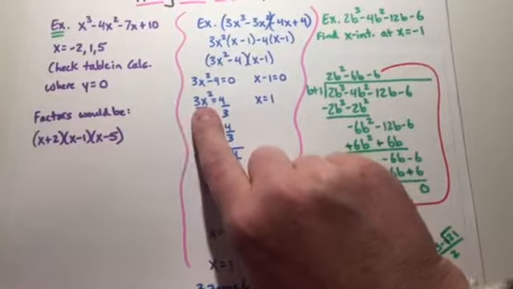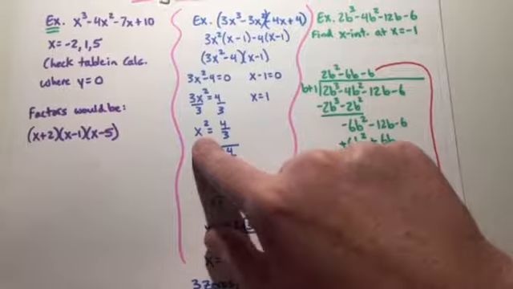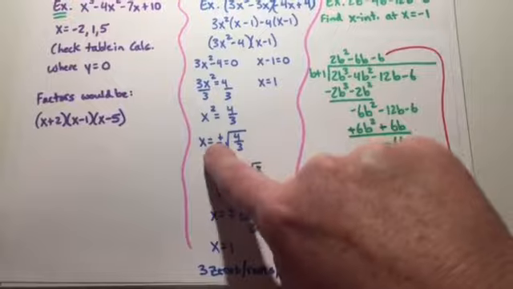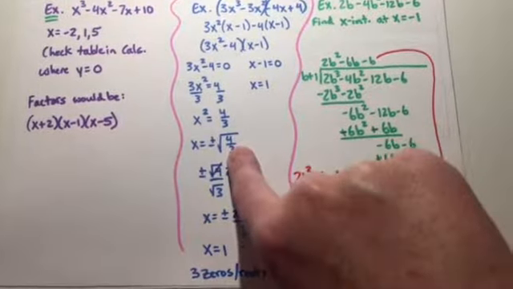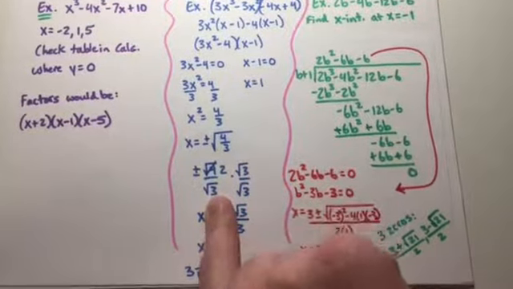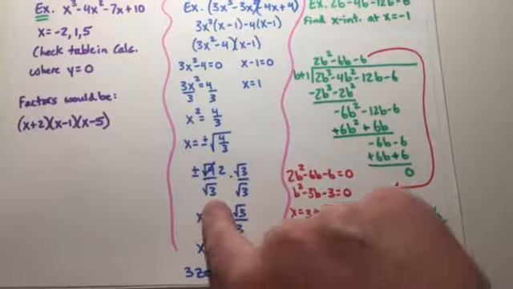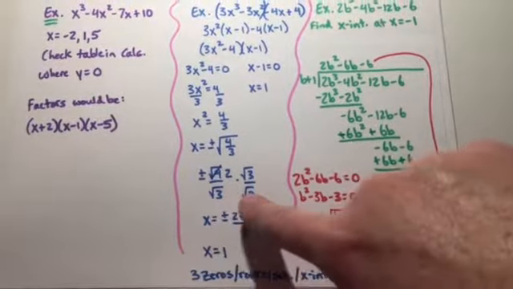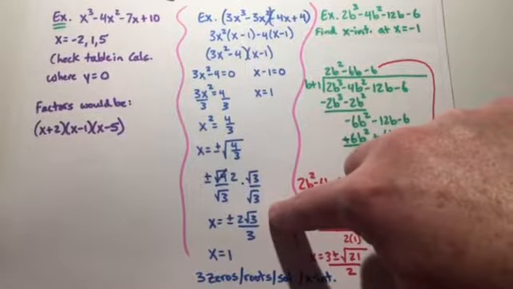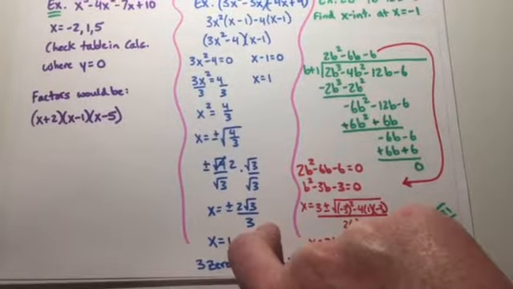I added 4 to both sides. I divided by 3, but then I needed to get rid of the square on the x. So I took the square root of both sides, and that gave me plus or minus the square root of 4/3, which I could rewrite as plus or minus the square root of 4 over the square root of 3, and then the square root of 4 simplifies to just 2. But then I need to get rid of the square root of 3 in the denominator. So I rationalized my denominator by multiplying the top and the bottom by the square root of 3. And that left me with plus or minus 2 square root 3 over 3.